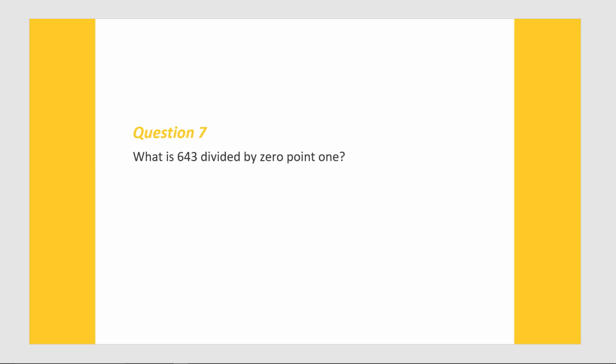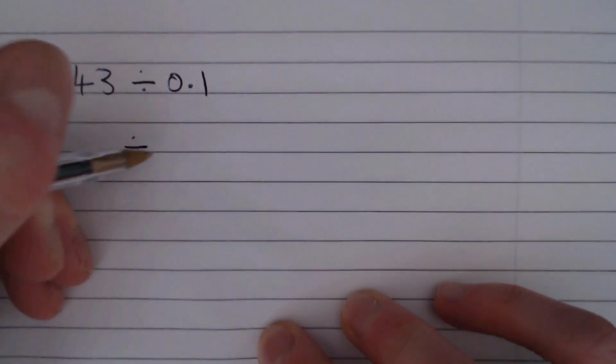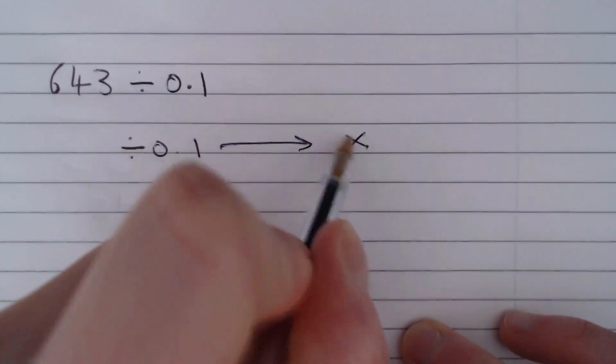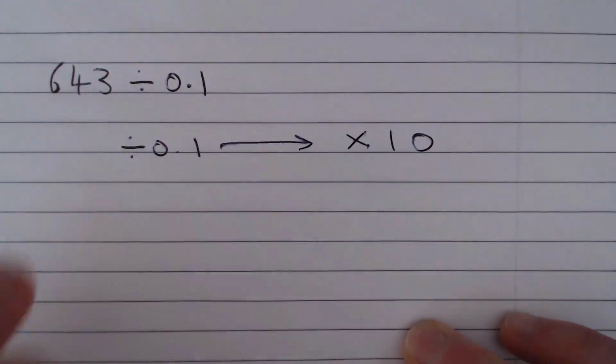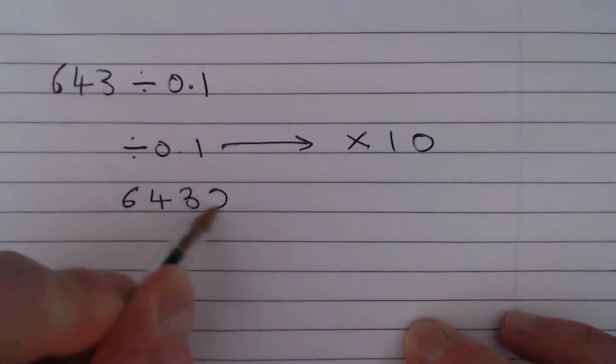What is 643 divided by 0.1? In this question we are asked to find 643 divided by 0.1. Now this is one we recommend that you learn off by heart, that dividing by 0.1 is exactly the same as multiplying by 10. We always recommend you remember this, okay? So the answer to this question is 6430, or 6,430.